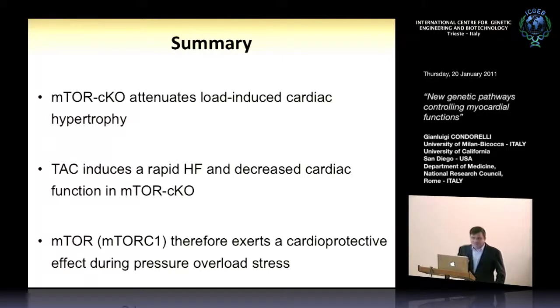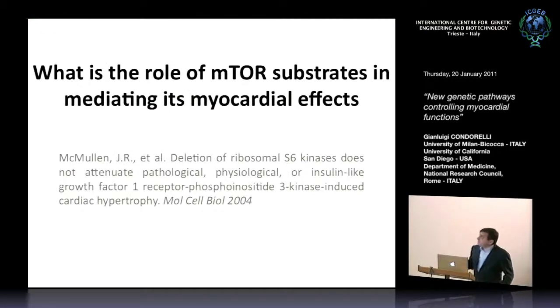Of course, in the short term, this is a reaction to stress, so if it's there in nature, it should be good, but in the long term, it's bad. But if you prevent the cell from undergoing hypertrophy, then it's dramatic for the heart, because it goes faster to heart failure. Anyway, the question is, what is the role of mTOR substrates in mediating this myocardial effect?